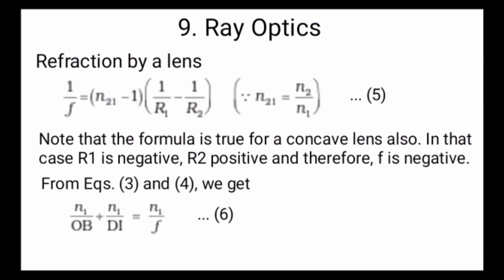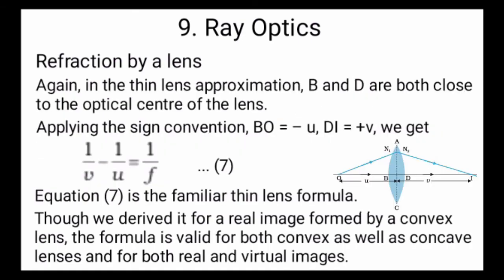Note that the formula is true for a concave lens also. In that case, R1 is negative and R2 is positive, and therefore focal length small f is negative. From equations 3 and 4, we get n1 upon OB plus n1 upon DI is equal to n1 upon f. That is denoted by equation number 6.